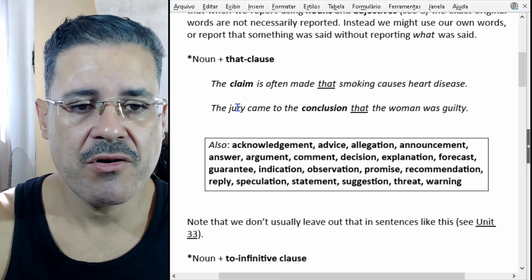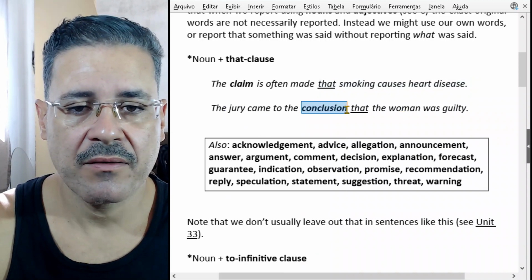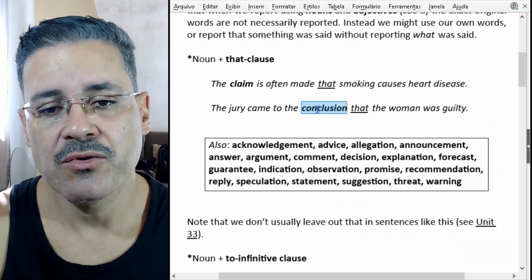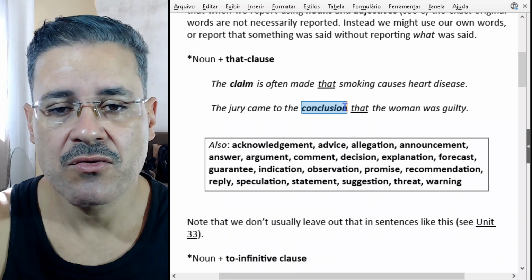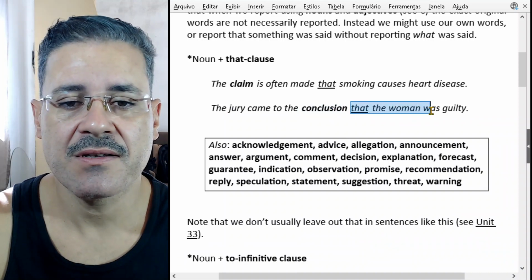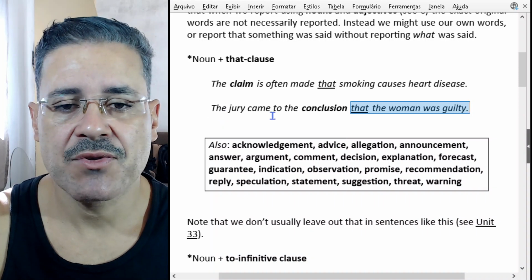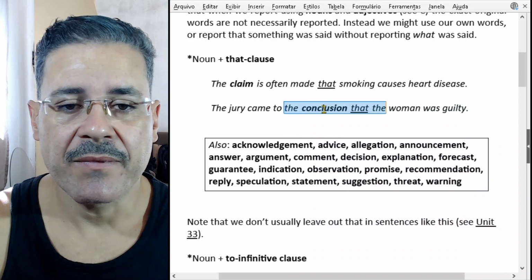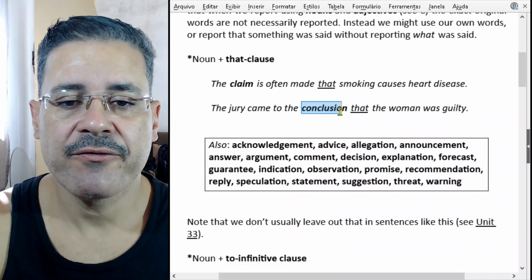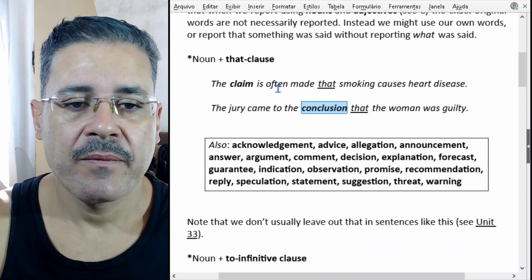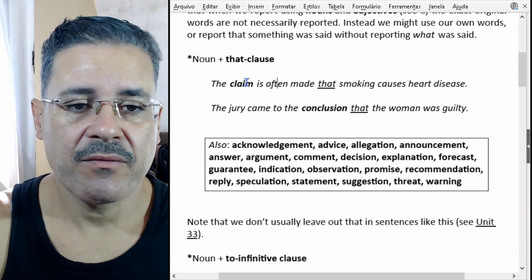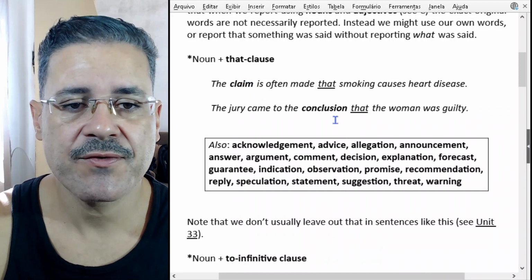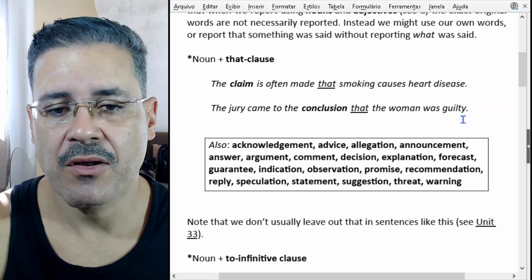Again, the jury came to the conclusion. It comes from the verb to conclude. So we've got conclusion. The jury came to the conclusion that the woman was guilty. This is the that clause. So conclusion is the noun that comes from the verb to conclude, and the claim from the verb to claim. The claim, this is the noun. The noun comes from the verb, and we've got that clause.